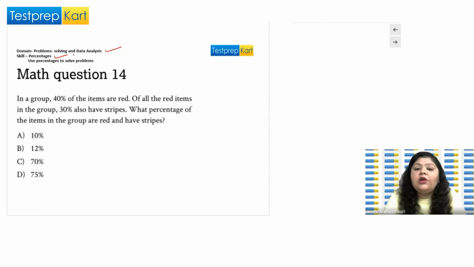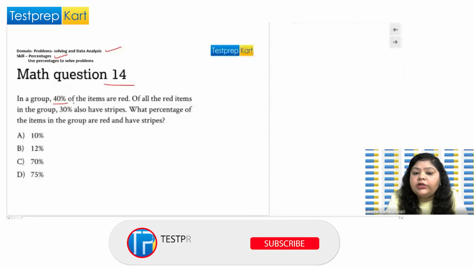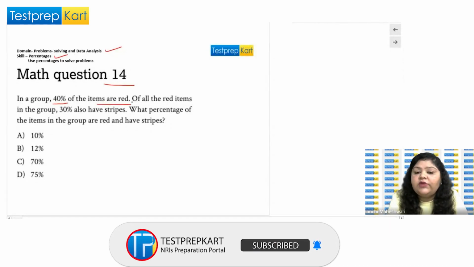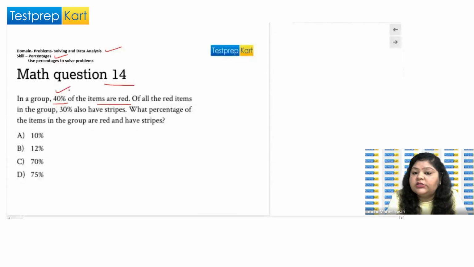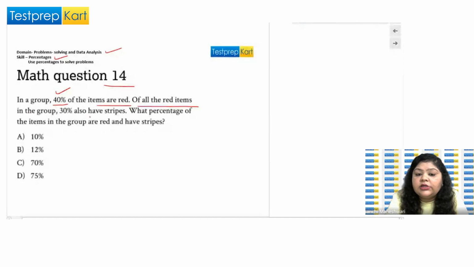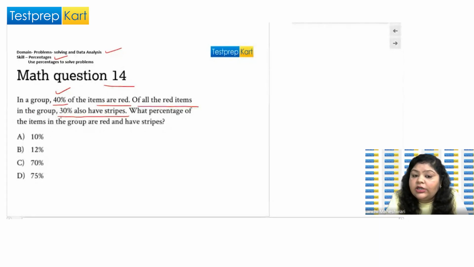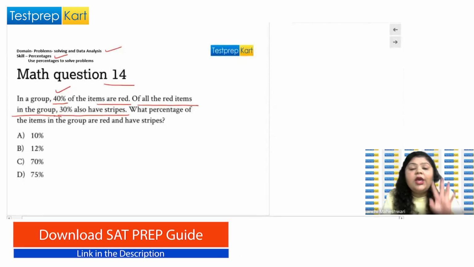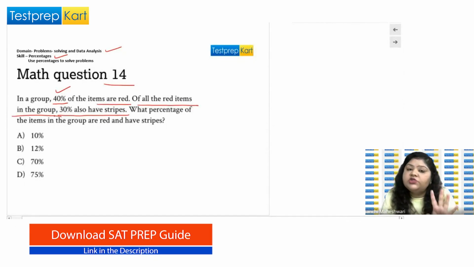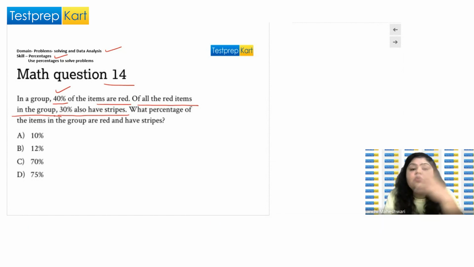Now have a look at what question number 14 is saying. It is saying in a group 40% of the items are red. Now, of all the red items in the group, 30% also have stripes. It is not saying that in total 30% have stripes. No, we have in total 40% of the items which are red, and from those 40%, that means 30% of those 40% have stripes. Are you getting my point?